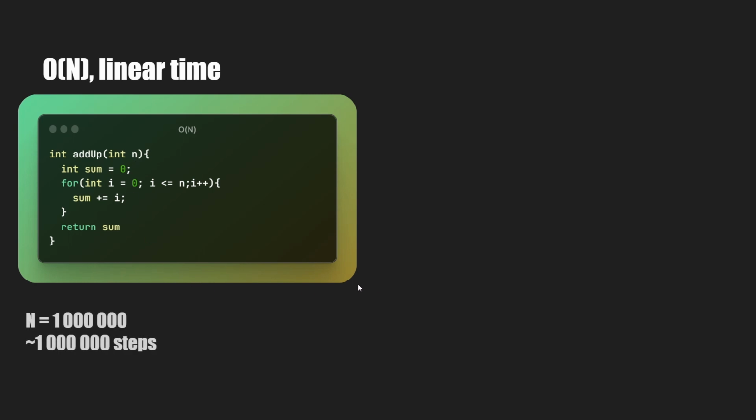So let's say that n is 1,000,000. This function will currently take around 1,000,000 steps. This means that this function is O of n, linear time, because the amount of steps it takes is proportional to number n. Now we can also rewrite this function.